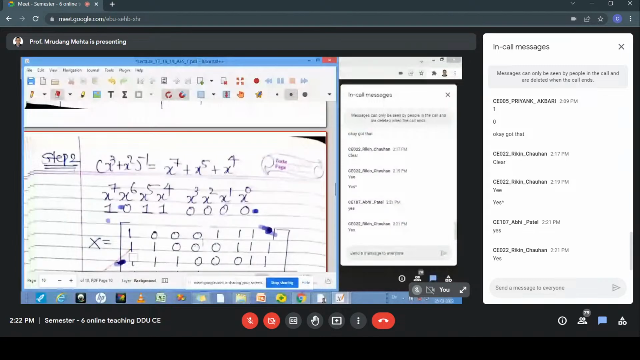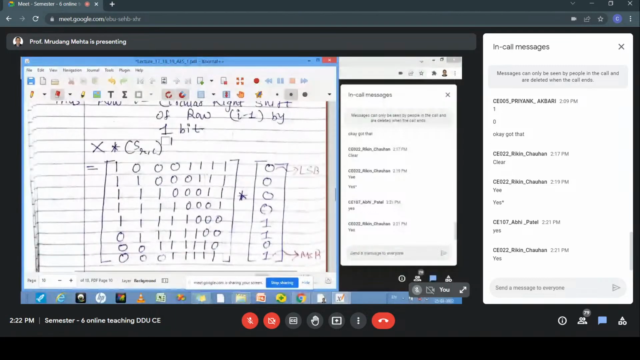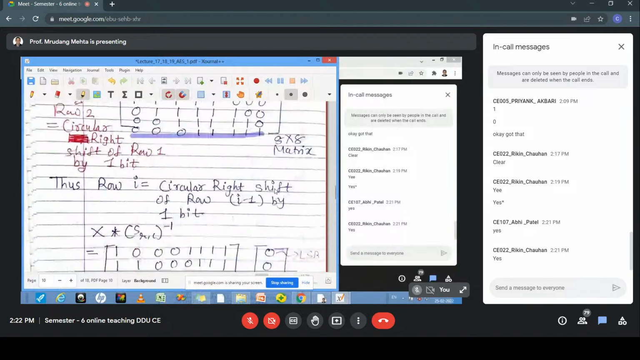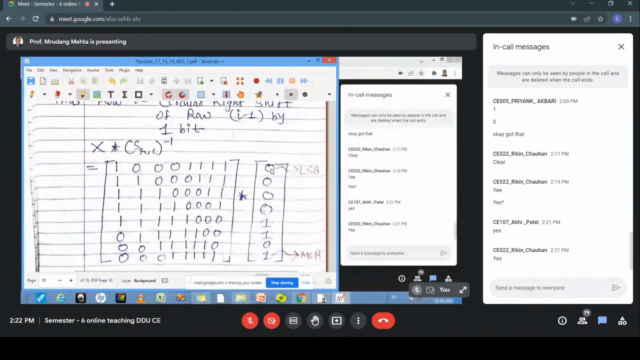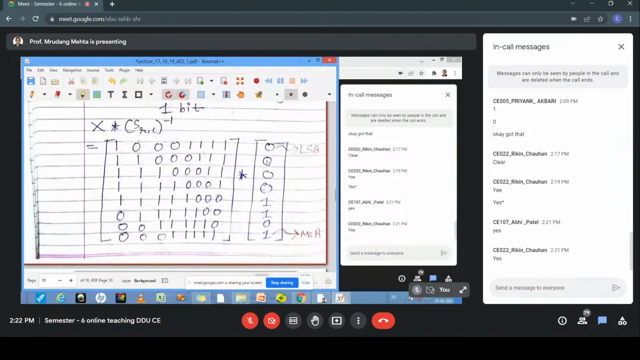What we are doing in the second step is X into SRC inverse, right? And SRC inverse is this binary value. But how are we writing it? LSB to the top and MSB to the last. So this is 0 0 0 0 1 1 0 1. So we have to perform X multiplied by SRC inverse. Okay, this is simple matrix multiplication.